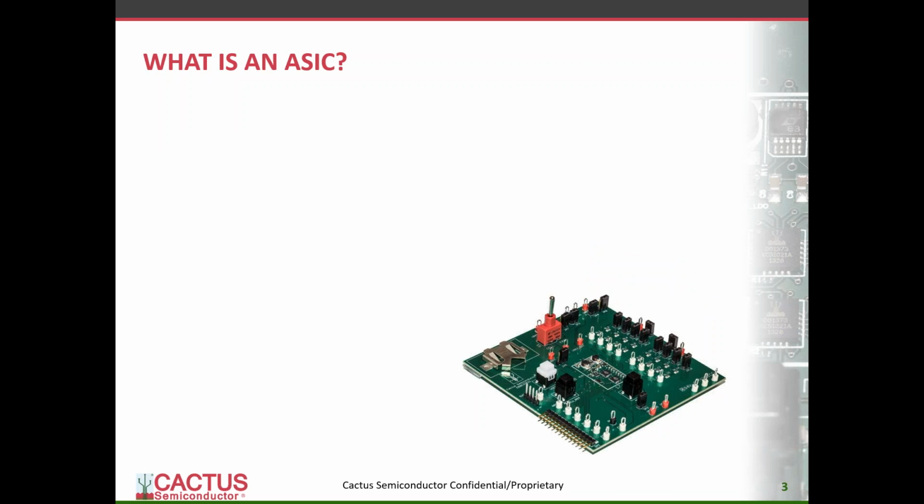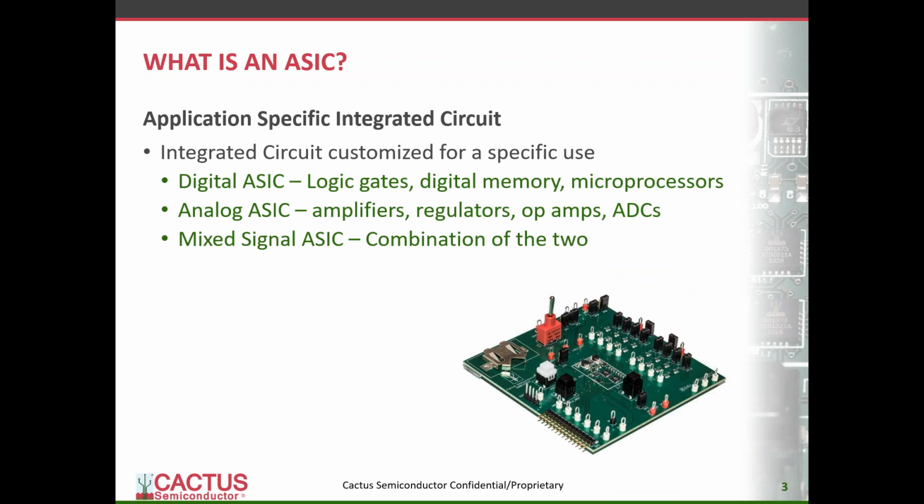So let's get right to the heart of the matter. What is an ASIC? Well, an ASIC stands for Application-Specific Integrated Circuit. There are really three types of ASICs: digital ASICs, analog ASICs, and mixed signal ASICs. So what does an application-specific integrated circuit mean? Well, it means that it is customized for a specific use. There are a lot of advantages to that.